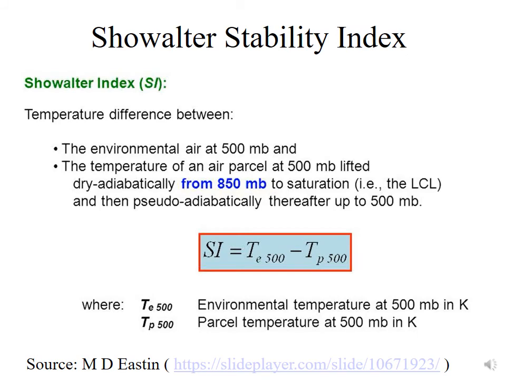The Showalter Stability Index is looking at the temperature difference between the air at 50 kilopascals and the temperature of an air parcel that is lifted from 85 kilopascals, instead of lifting an air parcel from the boundary layer itself. So it's very similar to the lifted index, but the starting air parcel is defined differently for the Showalter Stability Index. Otherwise, it's very similar.